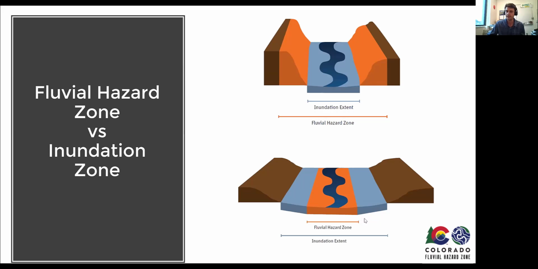If we go to a less confined valley where the floodplain is much broader, then the fluvial hazard zone potentially could be much more confined to this meander belt around where the channel is, accounting for downstream and across-valley migration. However, the inundation extent in this example could be much wider. If we have a big enough flood event, given the frequency, it would actually flood from valley toe to valley toe. So they could be narrower or wider depending on the situation.